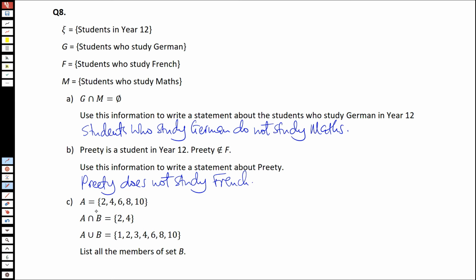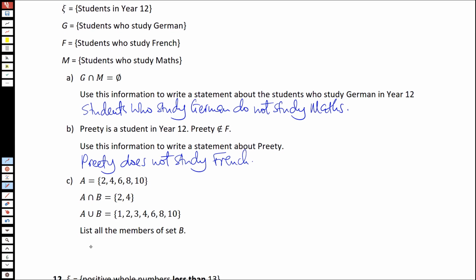And then part C. So we have set A, A and B, A or B, and then we are required to list members of set B. So by inspection, we know that A or B contains members of set B. Now we can clearly see that B has to have 2 and 4, so we can write 2 and 4.